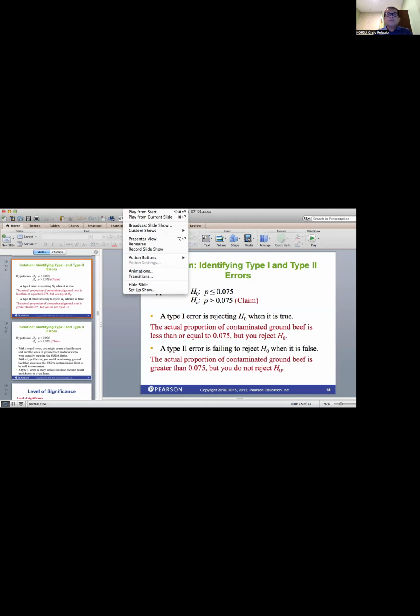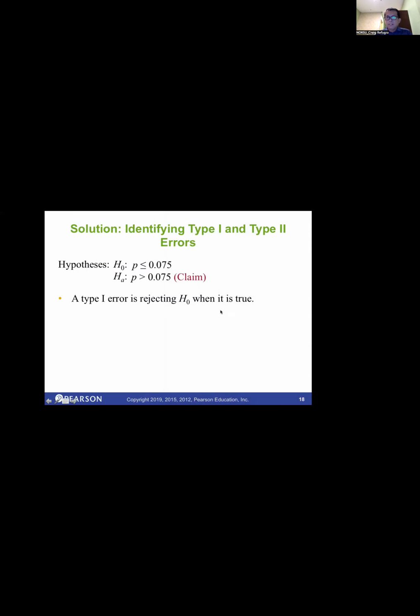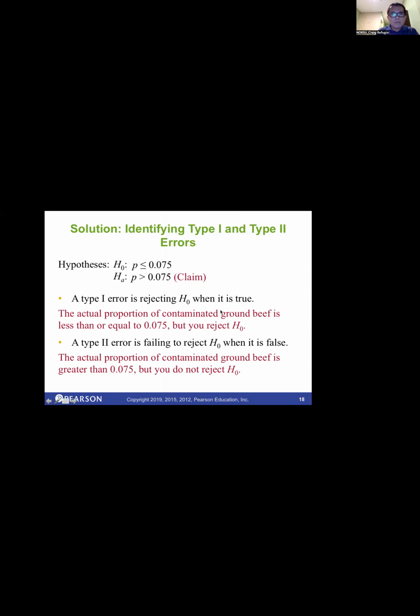Okay, so let's look at the answer. So we have type 1 and then type 2. The seatwork or the classwork is all about which one is more serious, type 1 or type 2. So what is your answer? Which one is more serious, type 1 or type 2?